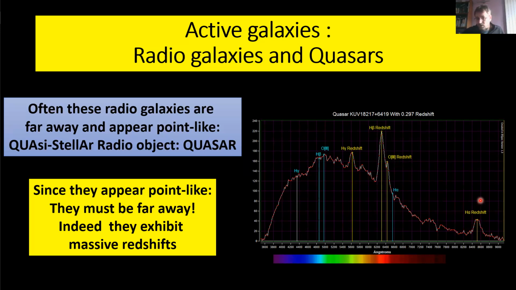So they are usually very far away. That means they are old. They are a relatively young galaxy. This means there was loads of stuff around that the massive black hole in the center could feast upon and grow.